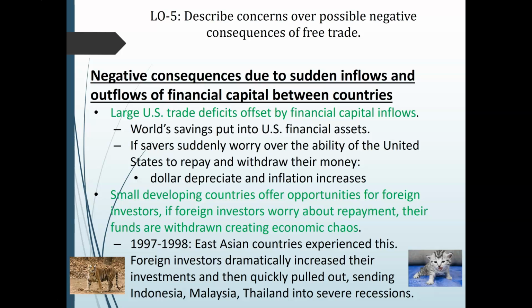So there can be negative consequences to building your economy really quickly, which often happens with the inflow of capital from other parts of the world. If that capital suddenly determines that there's a better, less risky place to invest and they begin to pull it out, it can kind of whiplash your economy, and what seemed like a great thing with free trade turns around and leaves you in a worse situation than when you started. And there's some examples of this in places like Indonesia, Malaysia, and Thailand.